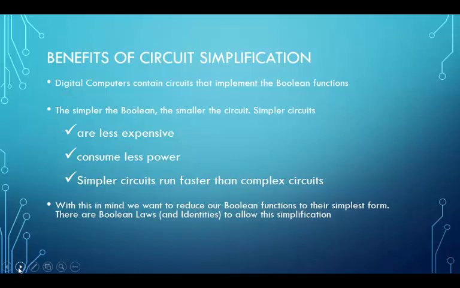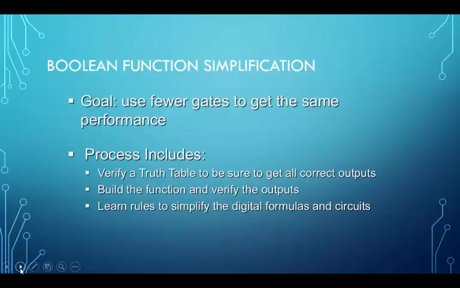There are Boolean laws and identities to allow this simplification. The goal, then, is to use fewer gates to get the same performance. Our process includes verifying that we know how to do truth tables, building the function out of physical gates, and learning the rules to simplify the digital formulas and circuits.